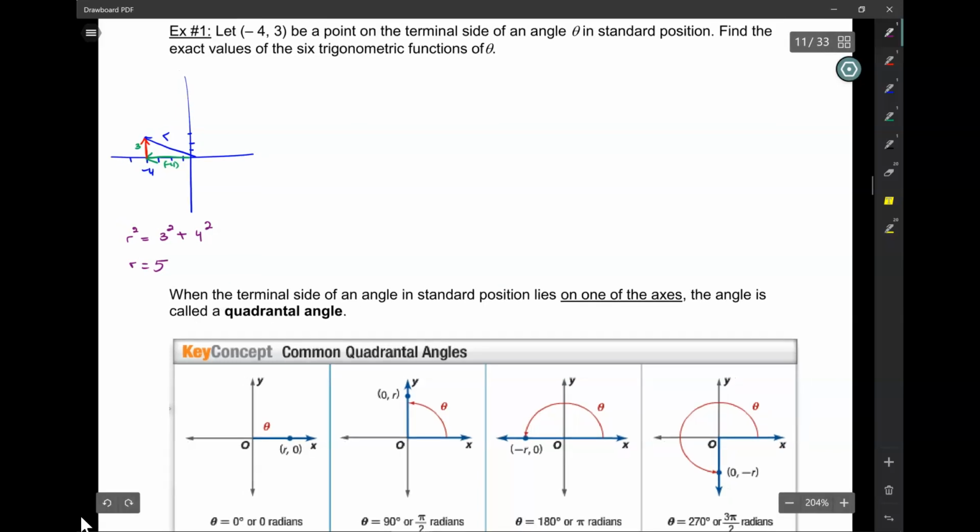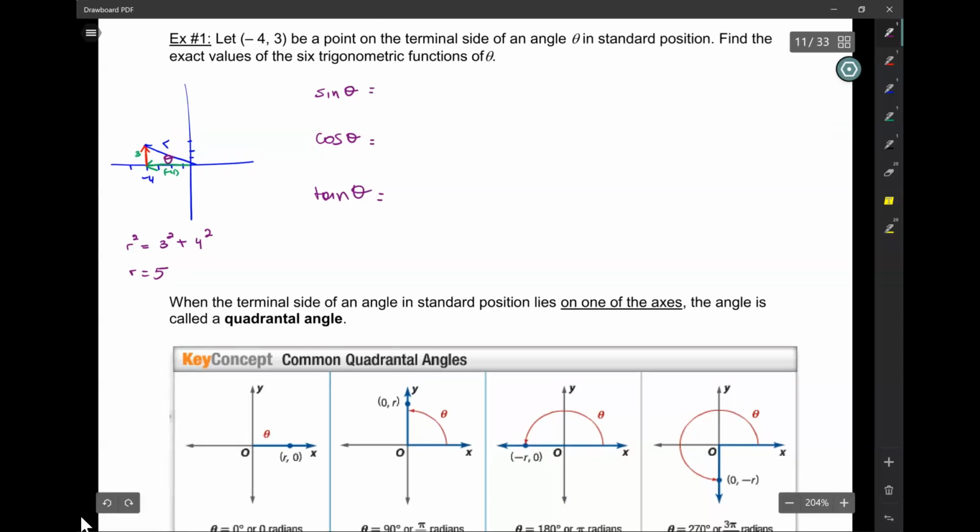Okay, so now I want to find sine of theta, cosine, and tangent. So where is theta? Theta is always that angle between the x-axis and the radius. Always between the x-axis and the radius. So now, sine of theta is the opposite side, which is the y value, 3, over the radius, which is 5.